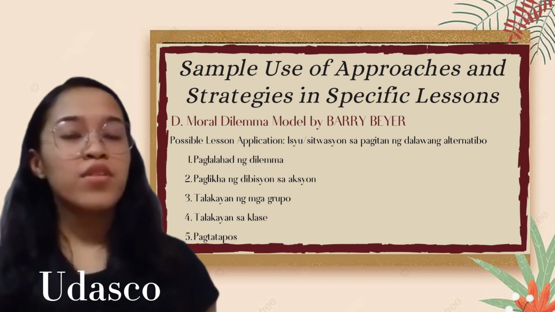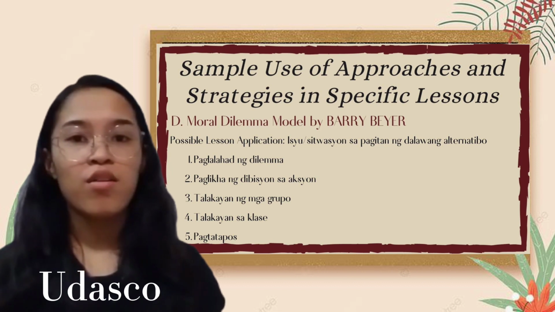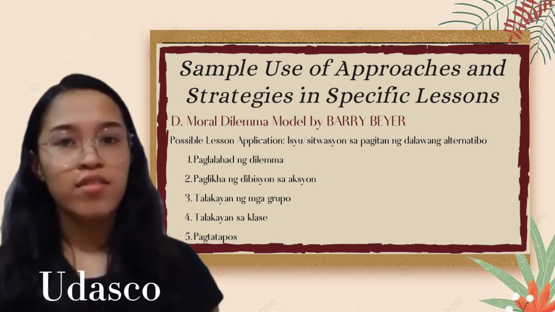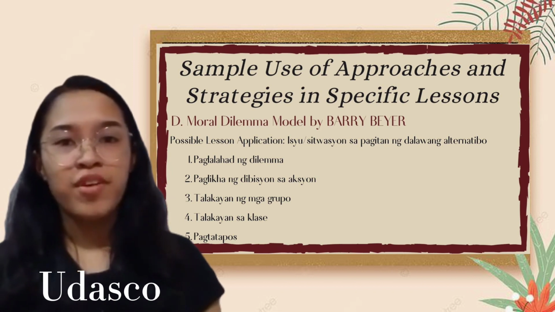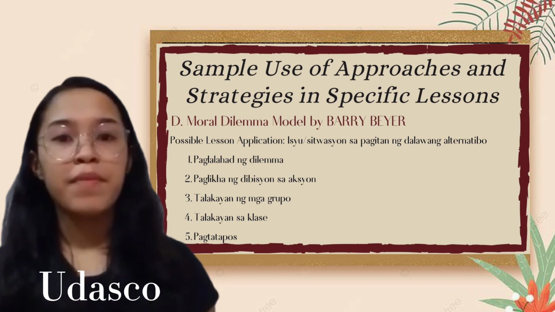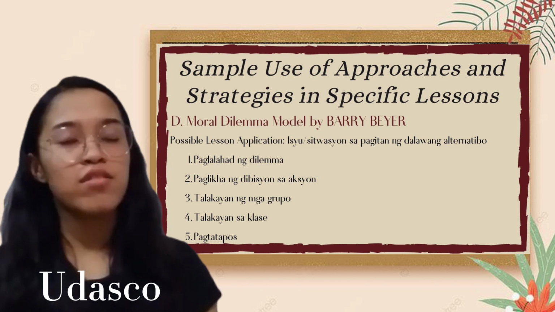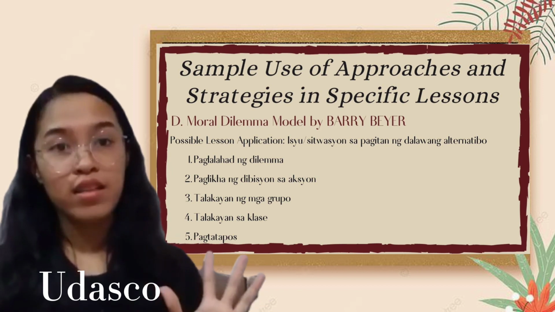Ang moral dilemma model ni Barry K. Bayer. Sa salitang moral, ito ay tumutukoy sa tama o maling pag-uugali ng isang tao. Ang moral dilemma model ni Barry K. Bayer, ito ay tumutukoy sa pagpili sa pagitan ng dalawang bagay o kaya paglutas ng mahirap na suliranin o sitwasyon. At may 5 itong hakbang.